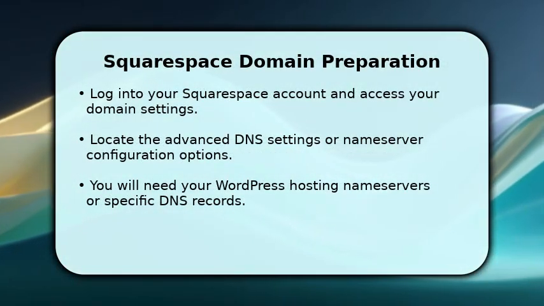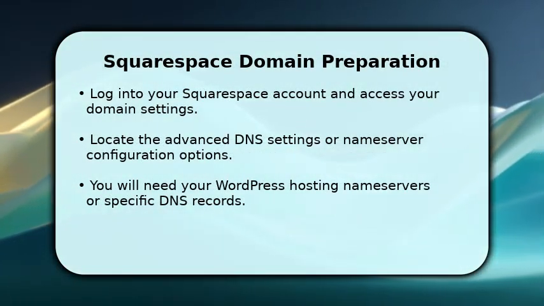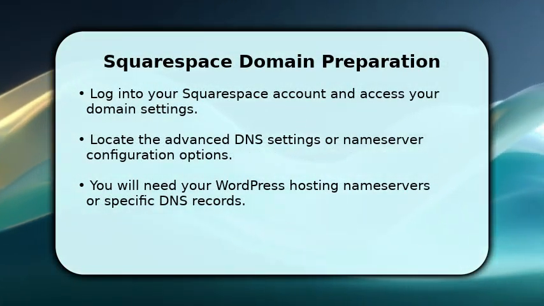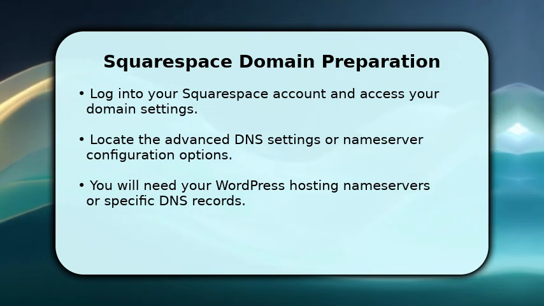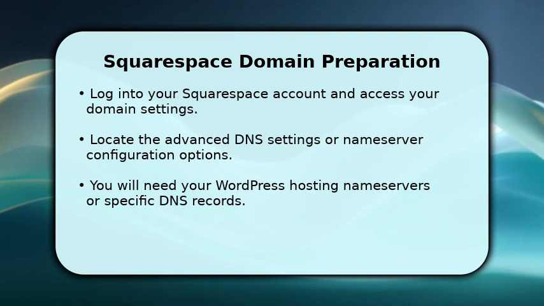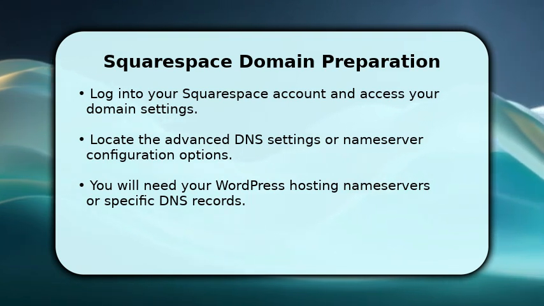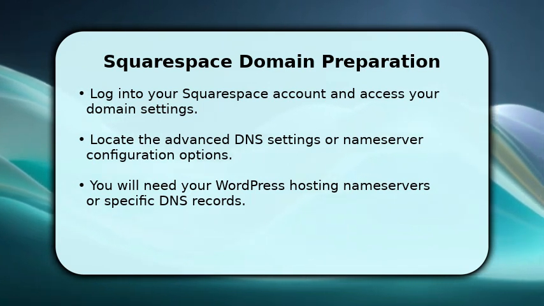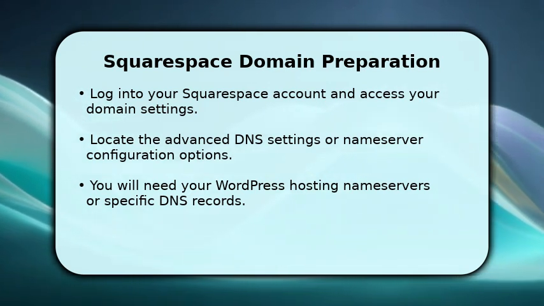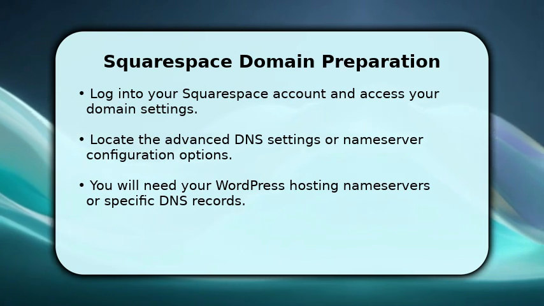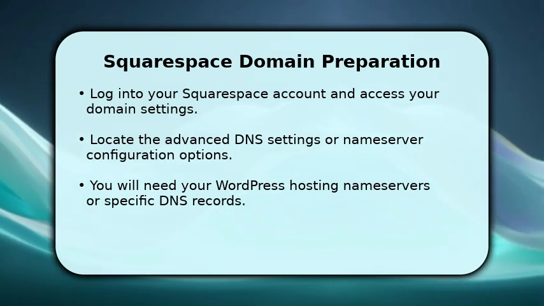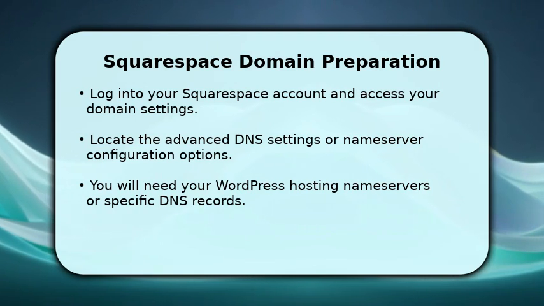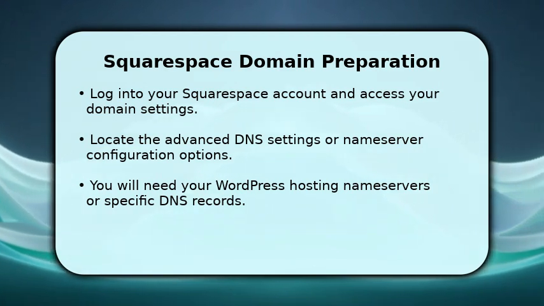To begin, log into your Squarespace account. Navigate to your domain settings, usually found under Settings, then Domains. Here, you will look for Advanced DNS settings or name server configuration options. Your WordPress hosting provider will supply the specific name servers or DNS records you need. It is crucial to copy these details precisely, as any small error can prevent your domain from connecting correctly.